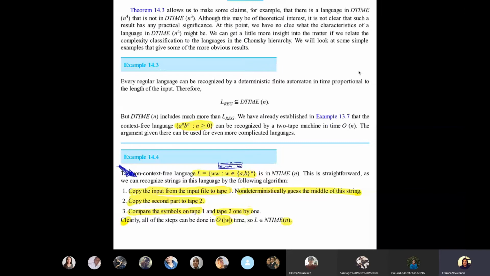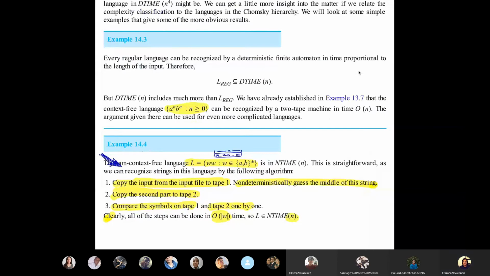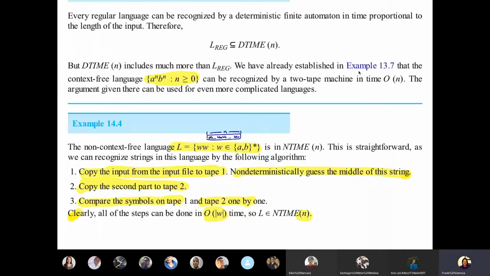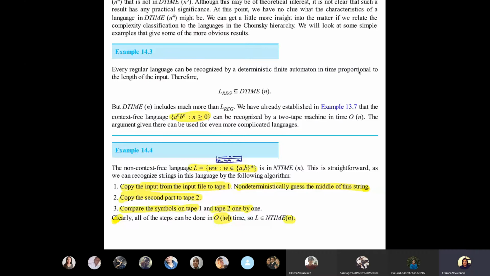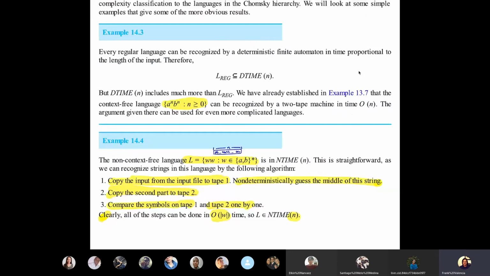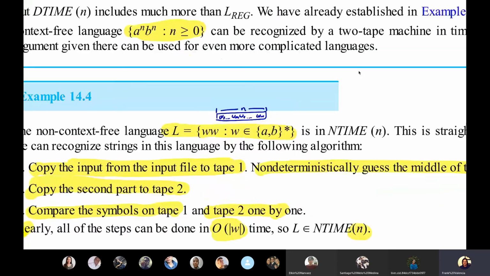Let's consider some examples. And we're going to use a Turing machine with multiple tapes, with 2 tapes. That's enough. So this language, this context-free language, W such that W are sequences of A's and B's. Okay.